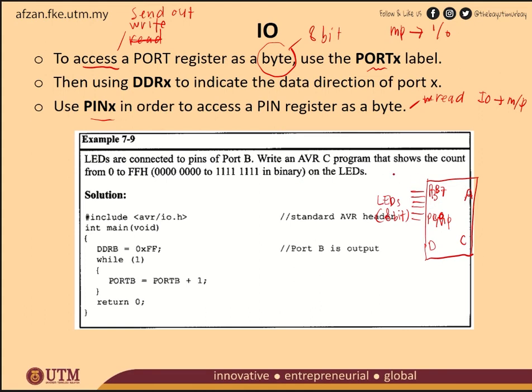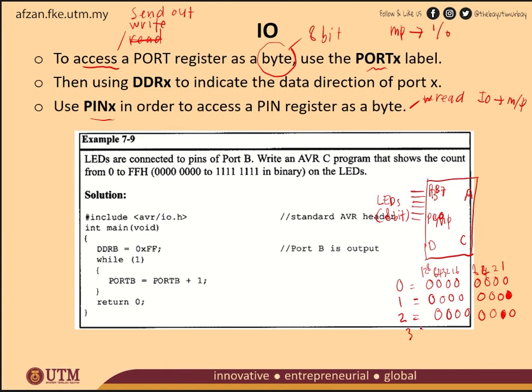So when the count is 0, all the LEDs will turn off. When you count 1, only one LED will light up. Two: is it two LEDs lighting up? No, this one will light up, because this is 1, 2, 4, 8, 16, 32, 64, and 128. So this is in binary representation.